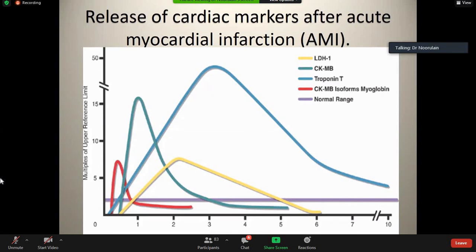And myoglobin elevates in 1 to 2 hours. Myoglobin occurs in the 1 to 2 hours and returns to normal in 10 to 15 hours. And troponin is more important in the myocardial infarction. Troponin T and troponin I levels increase at 3 hours and peak, this is the troponin T, at 14 to 18 hours and stay elevated till 5 to 7 days.